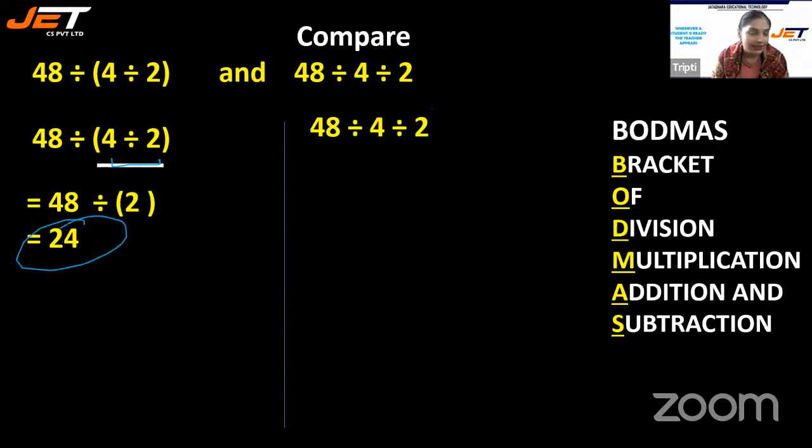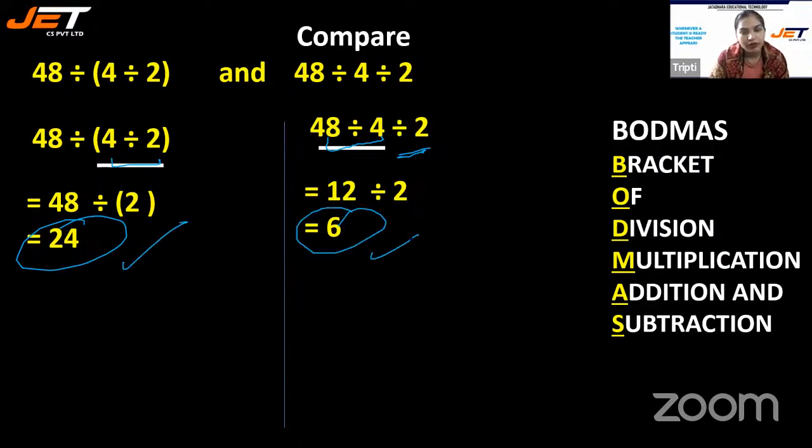If you look at the other side, there is no bracket. So first we will solve the first one. 48 divided by 4 is 12. Then we have divided by 2. 12 divided by 2 is 6. Here the answer is 6. The answer here is 24. Here it is 6.